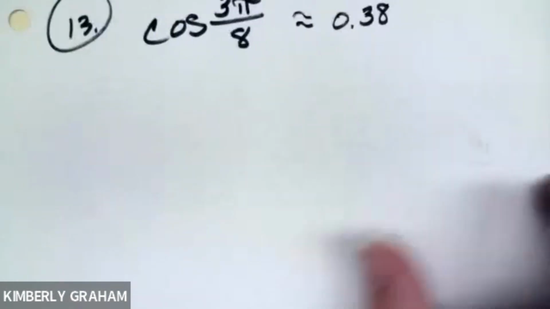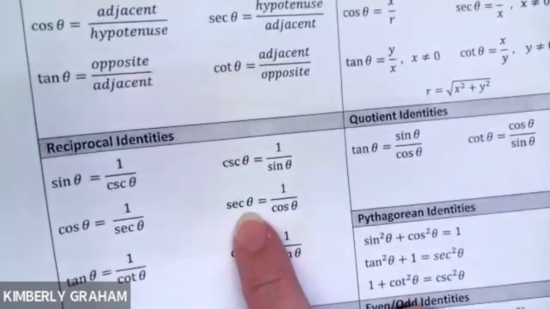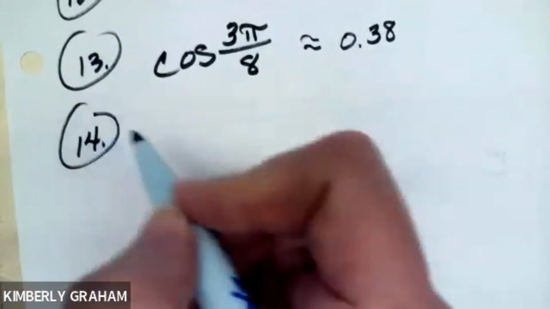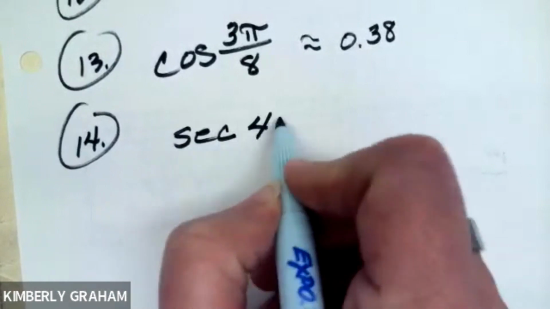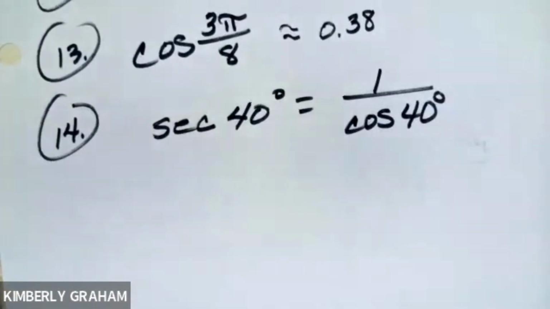Now, problem 14, we're asked to find the secant of 40 degrees. Well, there's no secant button on your calculator. You've got sine, cosine, and tangent, and then you have the inverse functions of those, which we haven't talked about quite yet. So let's go back to our reference sheet and see what we know about secant. Well, secant, using my reciprocal identity, is 1 divided by cosine. So secant of 40 degrees is 1 divided by the cosine of 40 degrees.